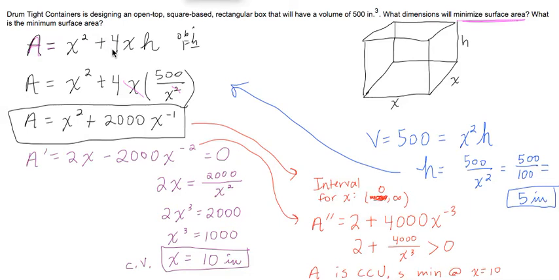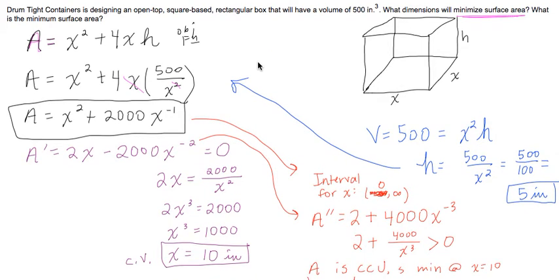Okay, in this problem, we previously looked at how to get the constraint over here and the objective function, which is the surface area that we're trying to minimize. And so we got the objective function, surface area, in terms of one variable x. So now we need to finish the problem.